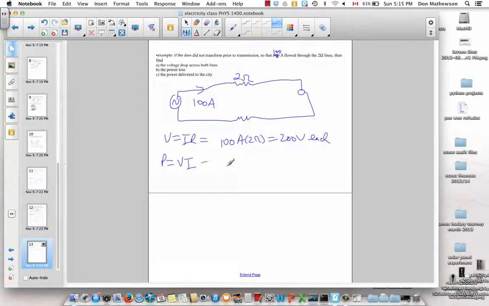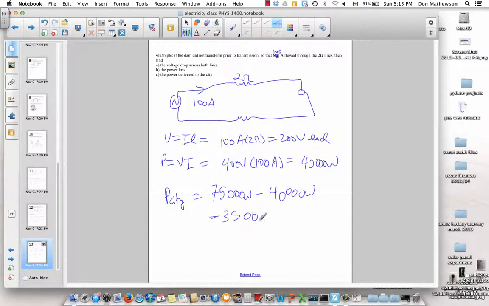So in terms of the power loss, there's 400 volts times 100 amps, 40,000 watts. So of the 75,000 watts you generated, you've just lost 40,000. And there's only 35,000 watts that are delivered. You lost half the power in the transmission lines.